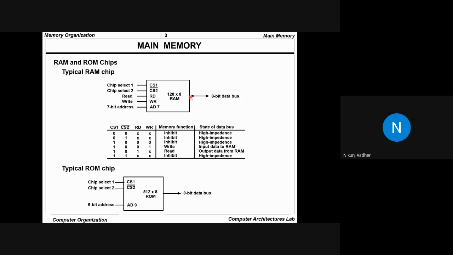And remember one thing: here the arrow is bidirectional, so we can perform read and write. And here the arrow is unidirectional and outward, so we cannot perform a write operation in a ROM chip. We can simply read the content.